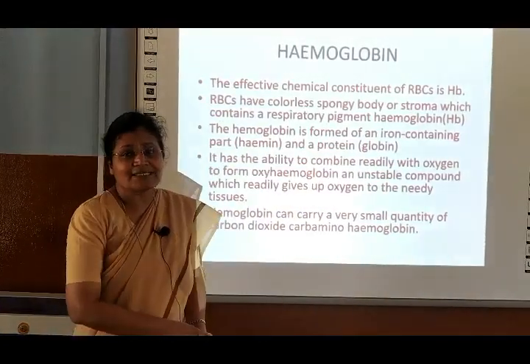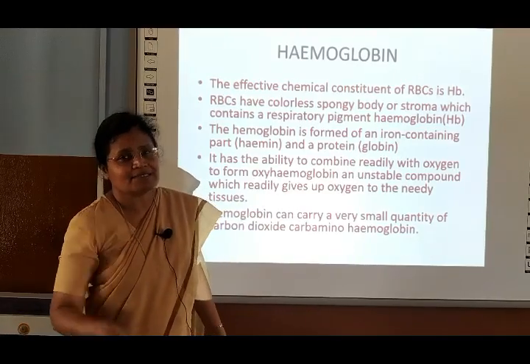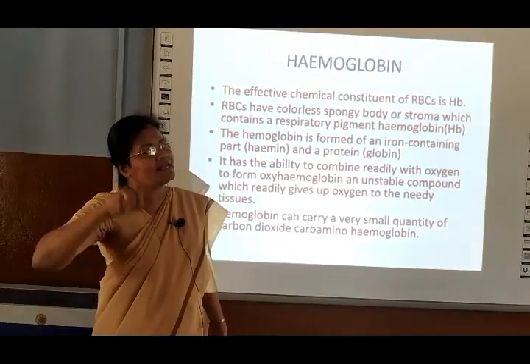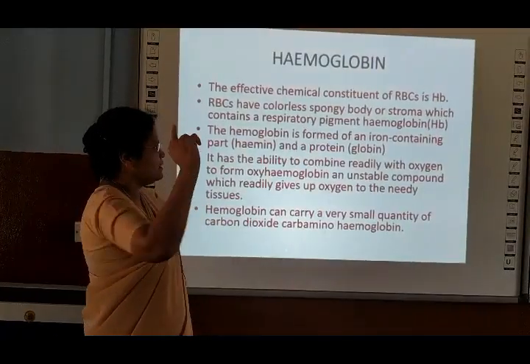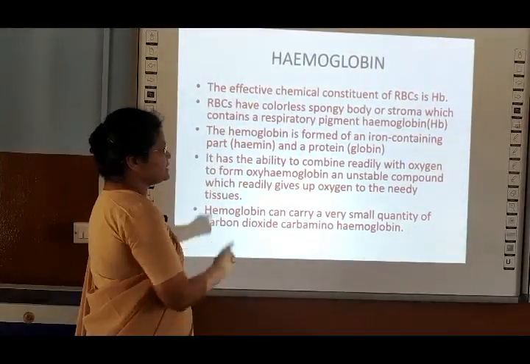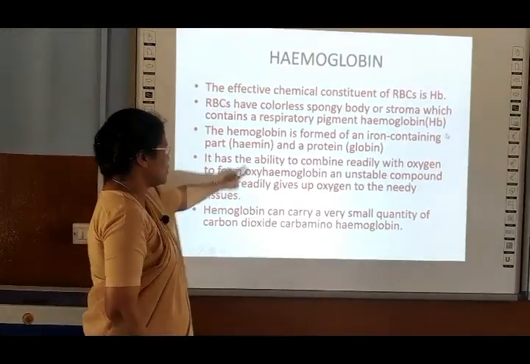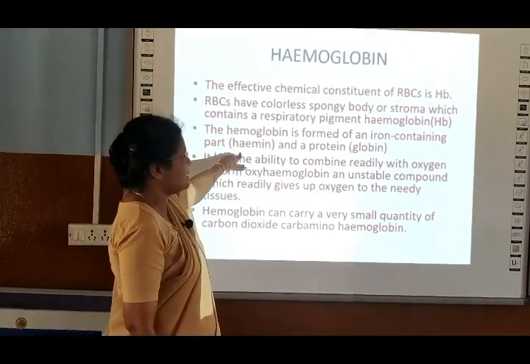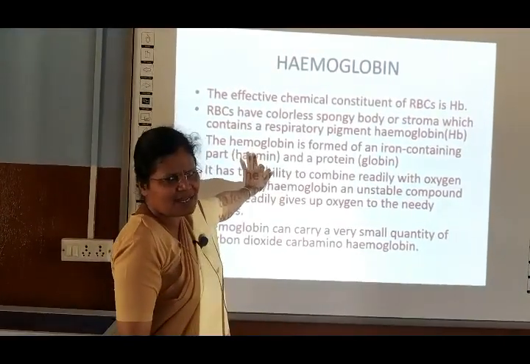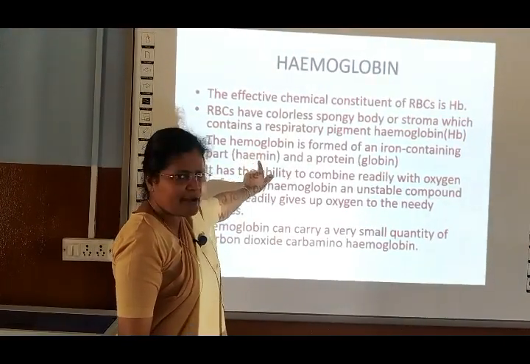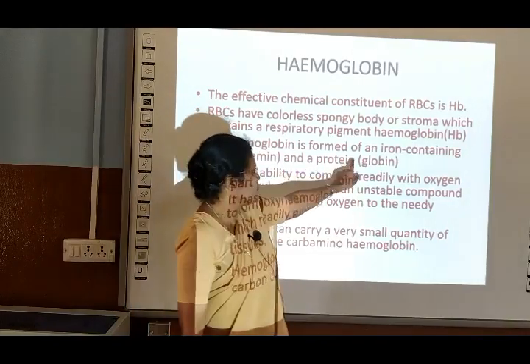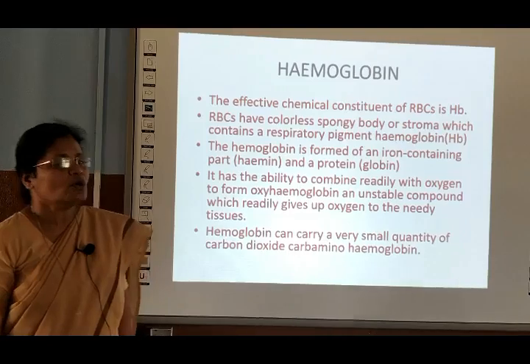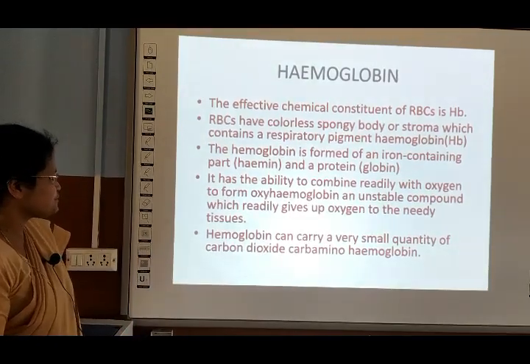Okay, they will ask you in the exams, name the mineral iron present in hemoglobin is your iron. Name the mineral iron present in chlorophyll is your magnesium. Hemoglobin has an iron containing part called hemin and a protein called globin. Hemin is the real pigment, the pigment part, and the protein part is globin. So, hemin plus globin is equal to hemoglobin.